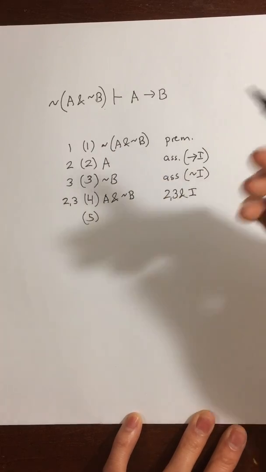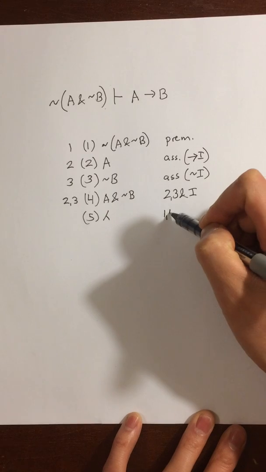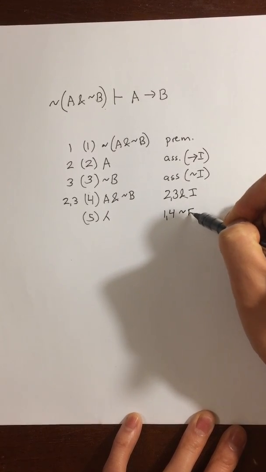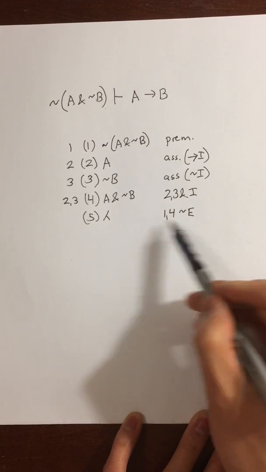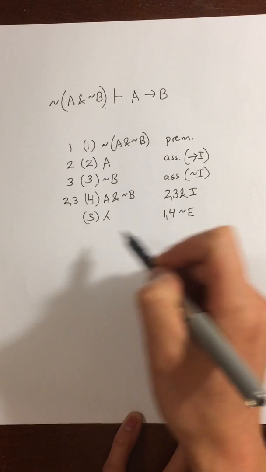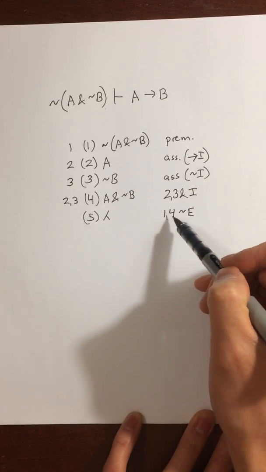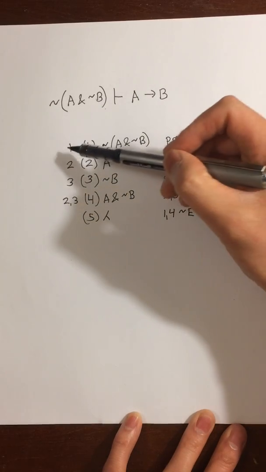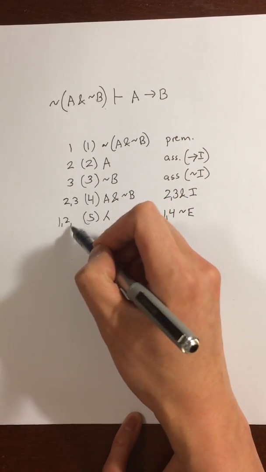So 1 and 4 create a contradiction. So lambda from 1 and 4 creates the contradiction, and the rule that allows us to write the lambda, or allows us to signal the contradiction, is negation elimination. And so the contradiction is from 1 and 4, and so it's true if 1 and whatever 4 depends on is true. So it's 1, 2, and 3.